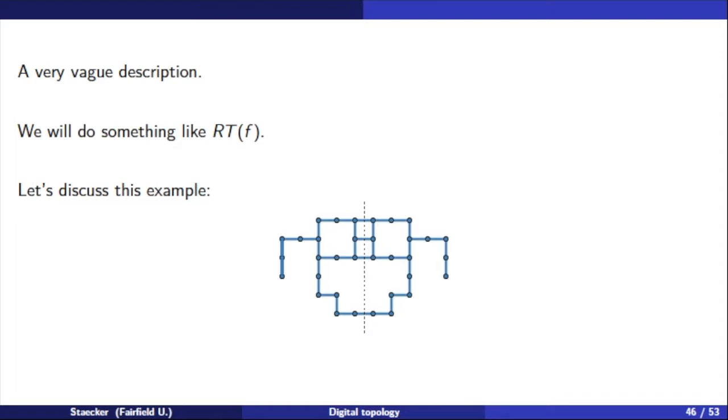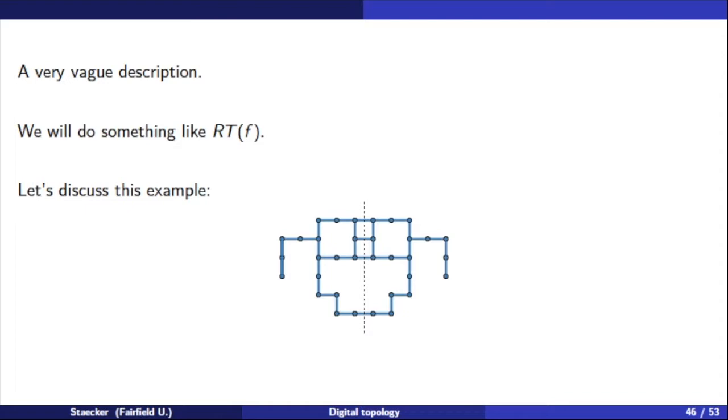I'm going to give you a very vague description of how I think you can do this in digital images. We're going to do something like what I called last time the Reidemeister trace. I just want to do it for this example to give you the basic idea. We're not going to do anything very specifically.